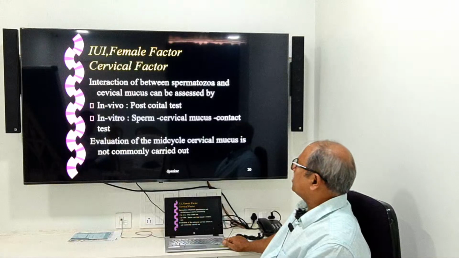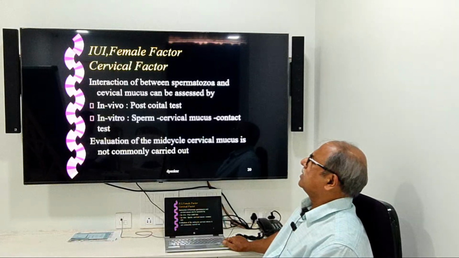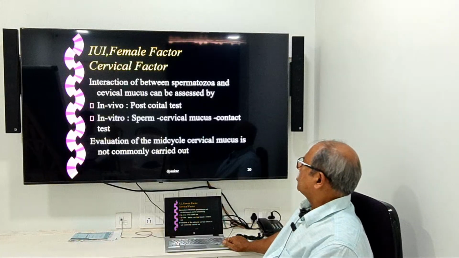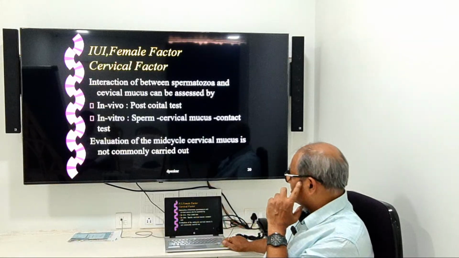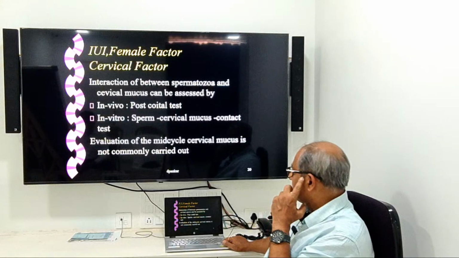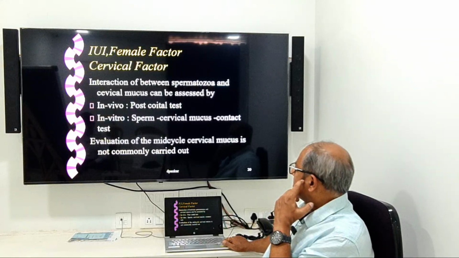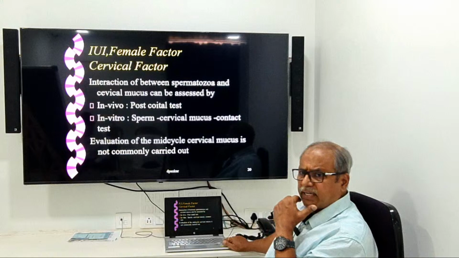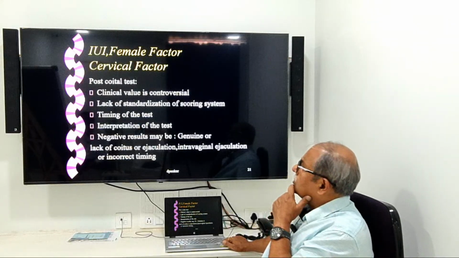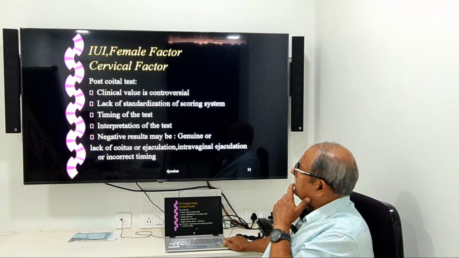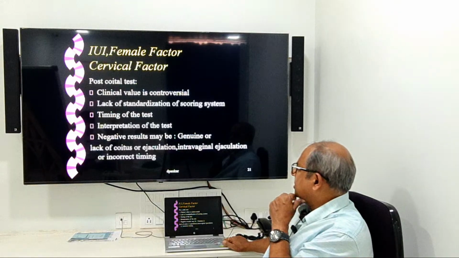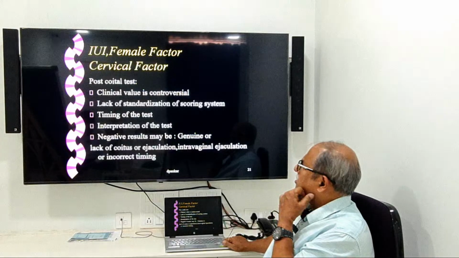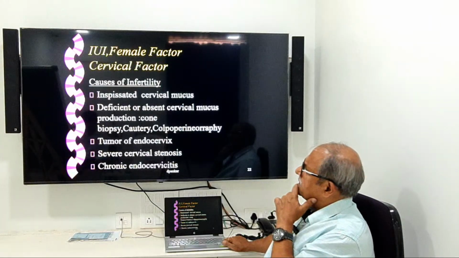We can test this by postcoital test, usually not done nowadays, or the in vitro sperm cervical mucus contact test. These are all textbook things, but not very much used nowadays, and evaluation of the mid-cycle cervical mucus is not commonly carried out. The postcoital test's clinical value is controversial, interpretation is difficult, and a negative test may be genuine or due to lack of coitus. So it is not very much used nowadays.